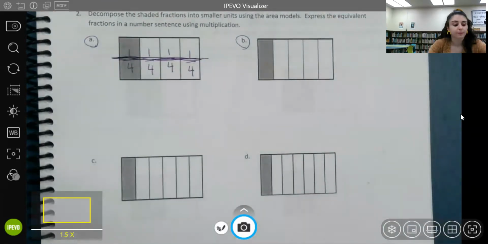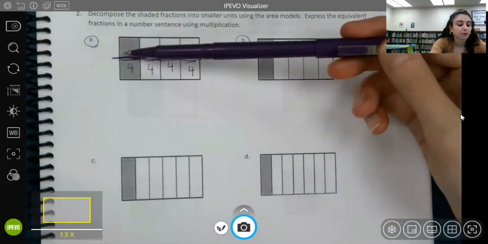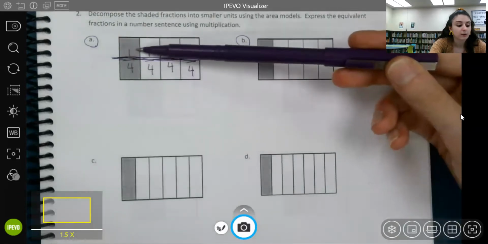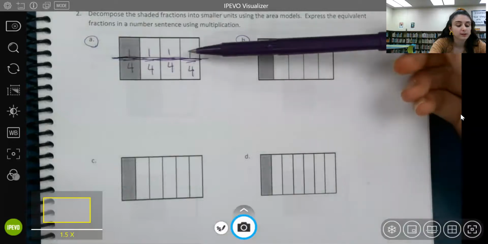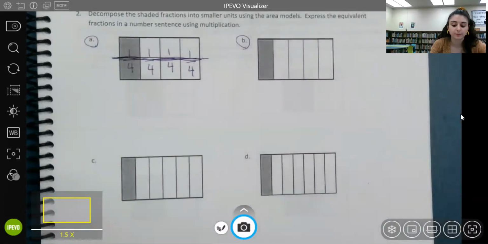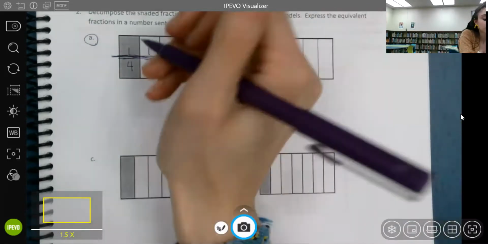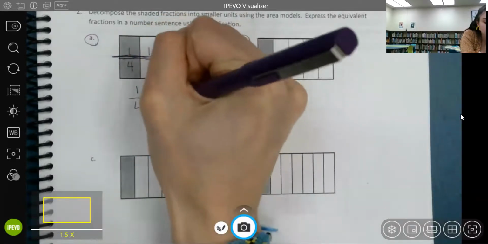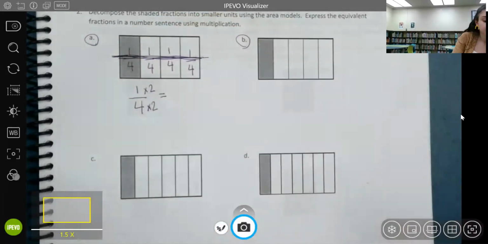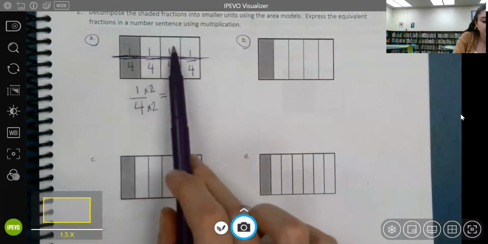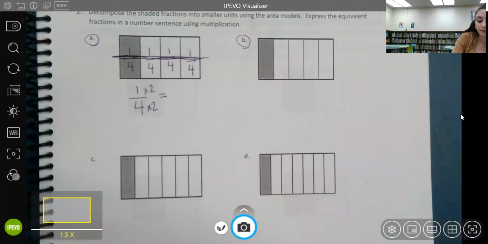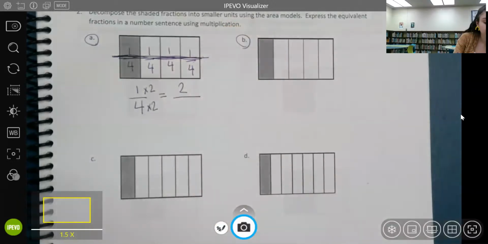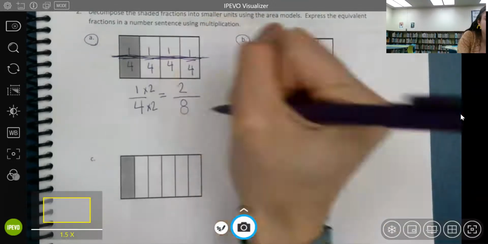So now, instead of having 4 boxes, we cut it in half. So we now have 1, 2, 3, 4, 5, 6, 7, and 8. So now we have 2 rows. So we're going to take our 1/4 and multiply it times 2, since we have up the top and the bottom. So 1 times 2 equals 2, and 4 times 2 equals 8.